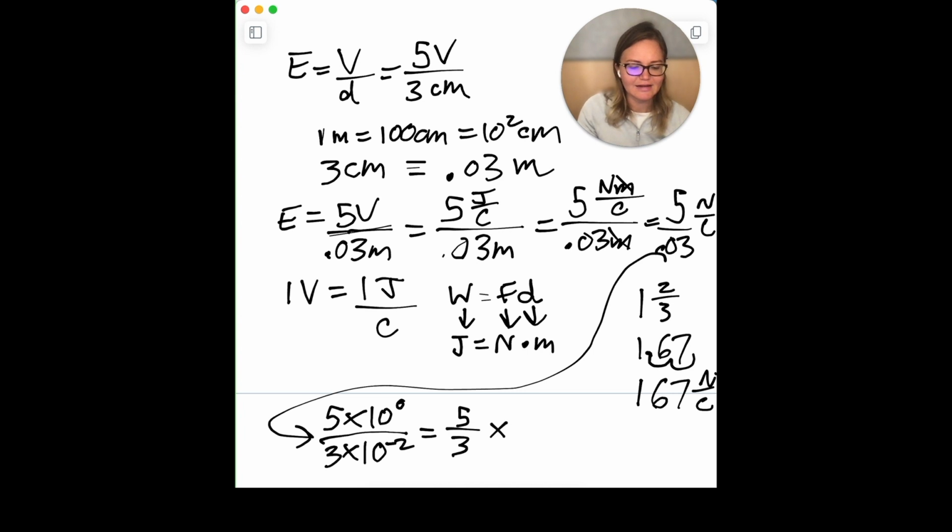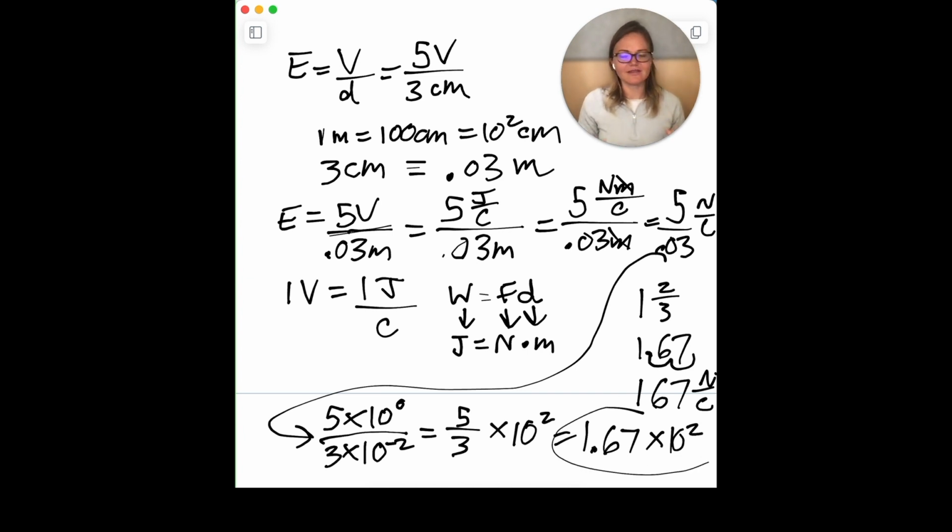So essentially, we would get 10 to the 0 minus negative 2, which we know when we have a minus negative, it's the same thing as plus. So we'd have 10 to the 0 plus 2, which is just going to be 10 to the 2. Okay, and now if we simplify, what's 5 divided by 3? Well, we know it's about 1 2/3, which is about 1.67 times 10 squared. And you see that's the same thing as what we got, because that 10 squared means we just move the decimal place twice to the right, and we get 167 newtons per coulomb.